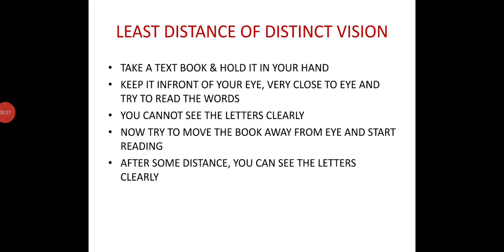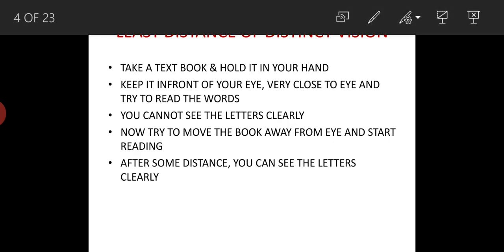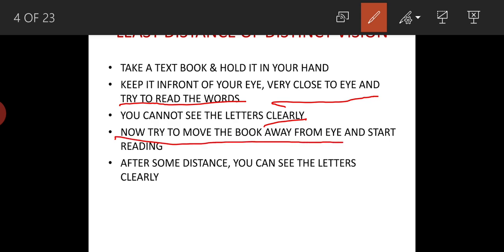Least distance of distinct vision. In order to know this, first take a textbook and hold it in your hand. Keep it in front of your eye, very close to the eye, and try to read the words. You cannot see the letters clearly. Now try to move the book away from the eye and start reading. After moving some distance, you can see the letters clearly, whereas when you keep the book very close to the eye, you cannot see the letters clearly.